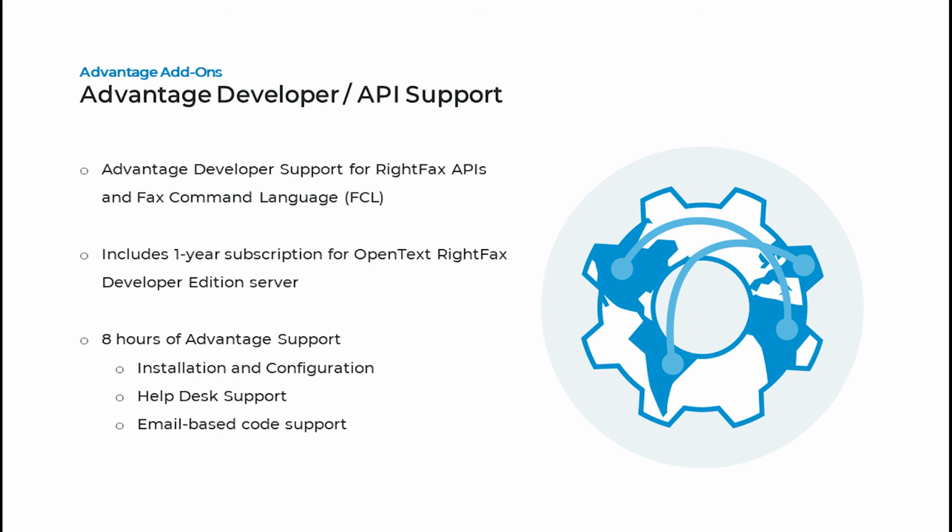The Advantage Developer API support includes a 1-year subscription to the OpenText Developer Edition server and up to 8 hours of support with a certified Advantage developer. The support can be used for installation, configuration, and code support.